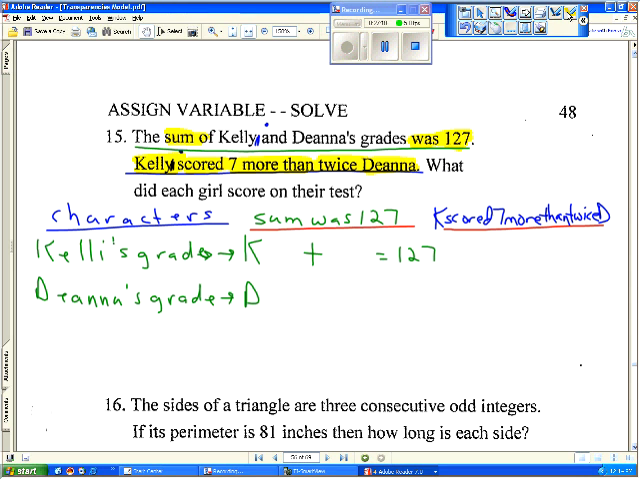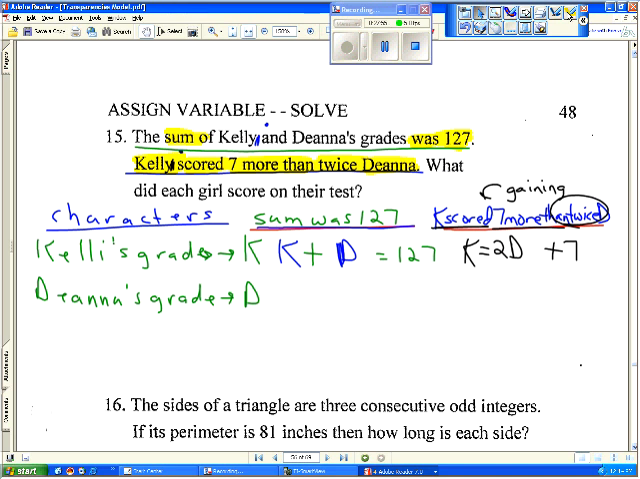Now what do we do? Change those into mathematical equations. So sum was 127. What's that going to become? What Kelly scored K plus what Deanna scored D is equal to 127. Second one, Kelly scored, what do you put where the subject verb is? K equals. 7 more than means that we are gaining 7. So we put the plus after the 7, after the plus, right? 7 more than what? Twice D, 2D.